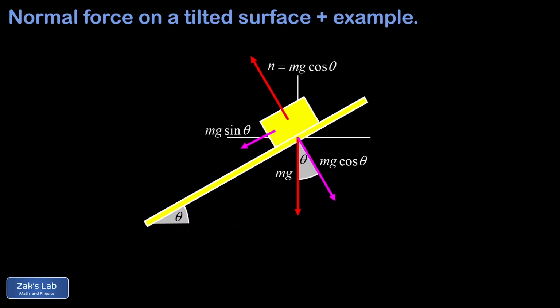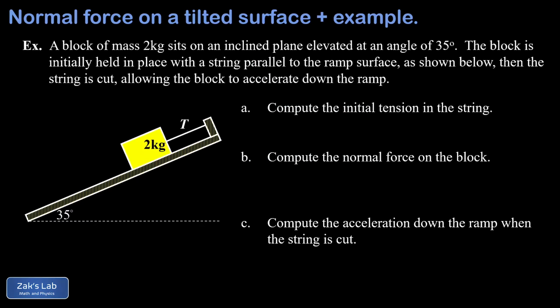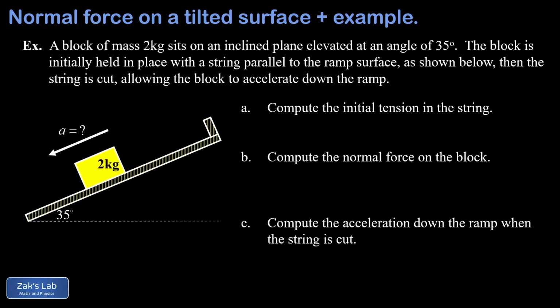Now that we've figured out all the forces and components on an inclined plane, we're ready to apply this to an example. In our example, we have a block of mass 2 kilograms sitting on an inclined plane elevated at an angle of 35 degrees. And we're told the block is initially held in place with a string that's parallel to the ramp surface. And then the string is cut, allowing the block to accelerate down the ramp.